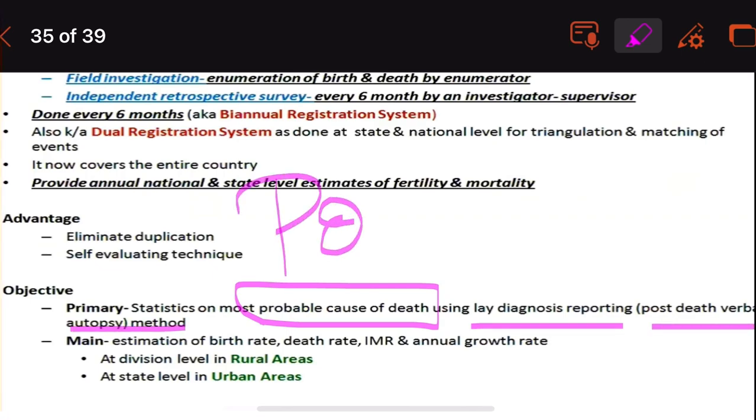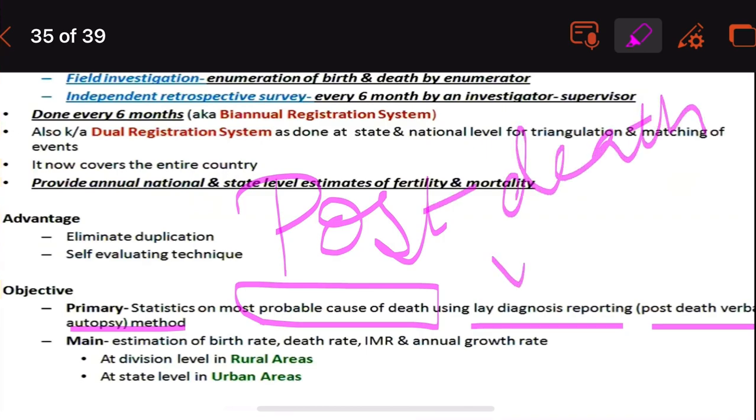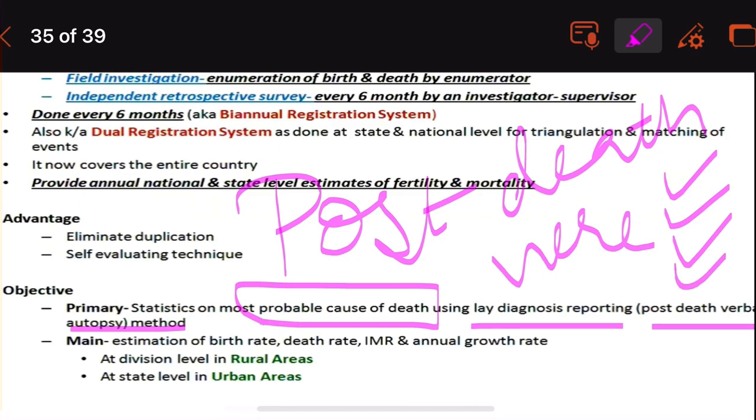What do you mean by post death verbal autopsy? In this, you investigate the caretakers, the relatives, the children, and the close ones, and we investigate the cause of the death. By understanding the probable causes of the death, we obtain statistics.